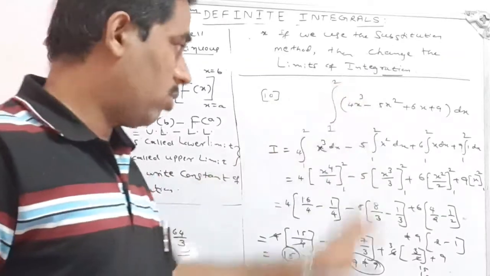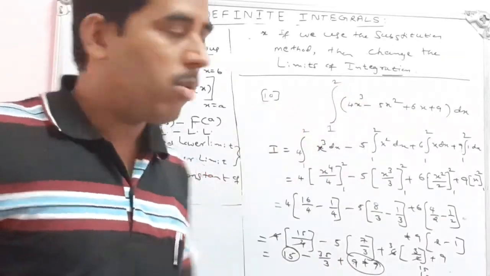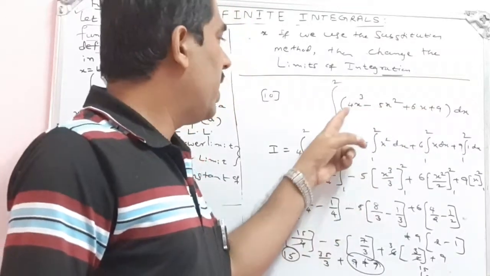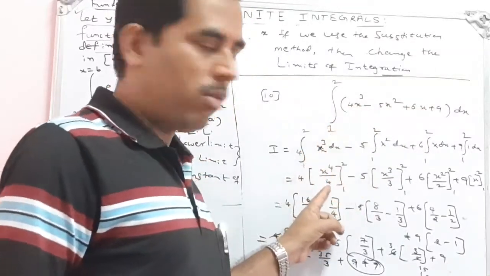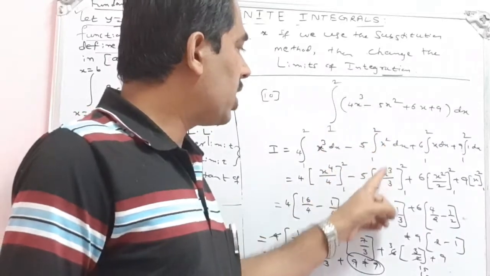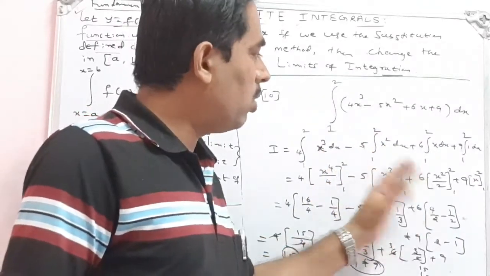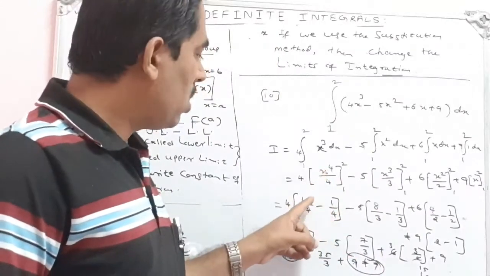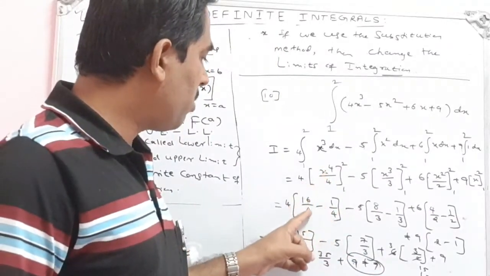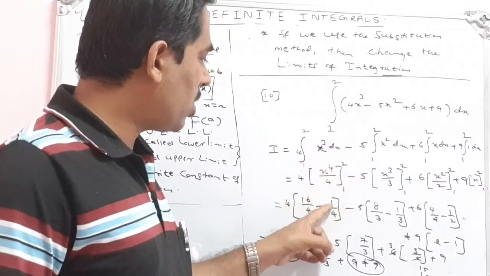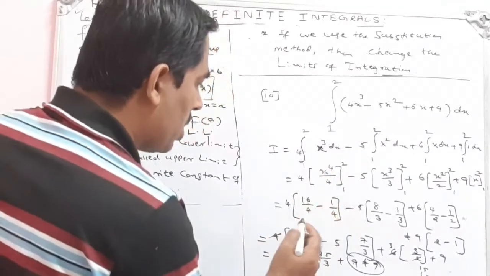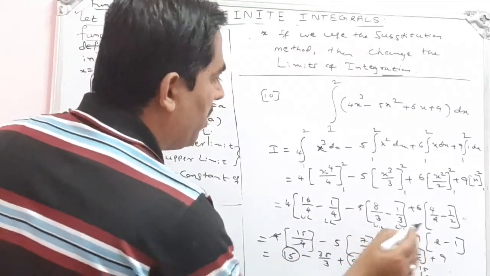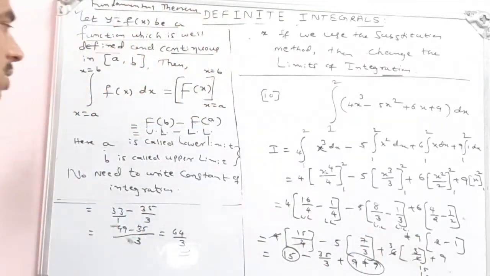Keep one point in your mind: for every integral, we have to apply the upper limit and lower limit. The integral of x cube is x to the power of 4 by 4 from 1 to 2. The integration of x square is x cube by 3 from 1 to 2. Then upper limit minus lower limit. Upper limit is 2, so I substituted 2: 2 to the power of 4 is 16 by 4, minus lower limit 1, 1 to the power of 4 is 1 by 4. Then we have to make the simplifications.